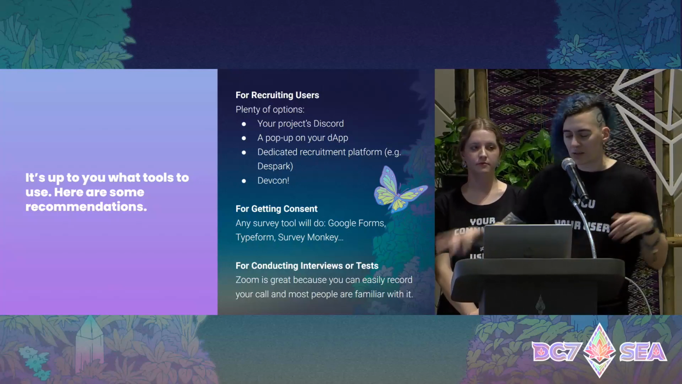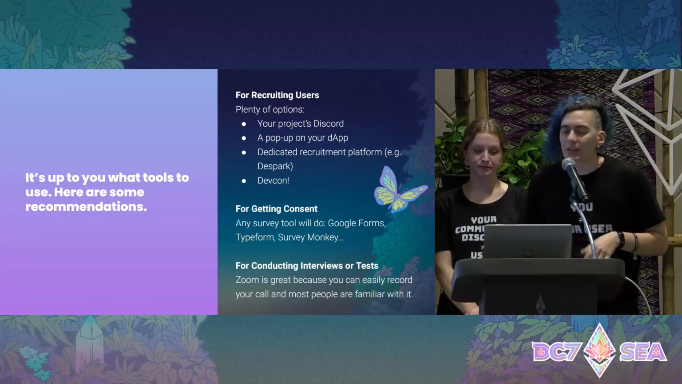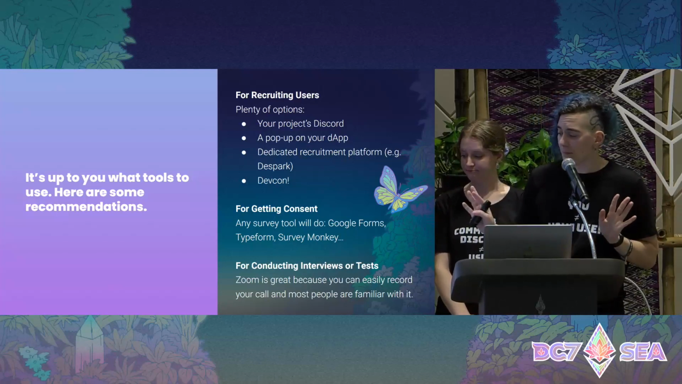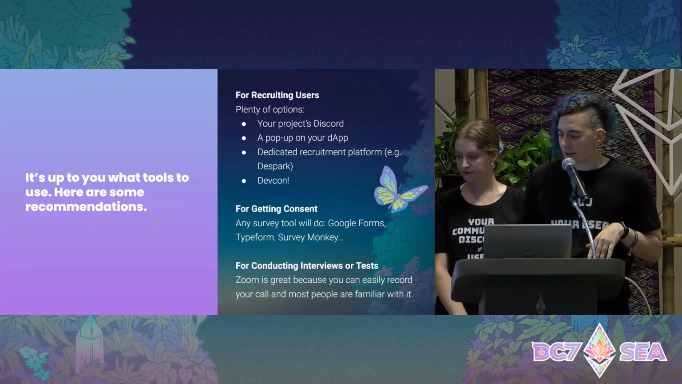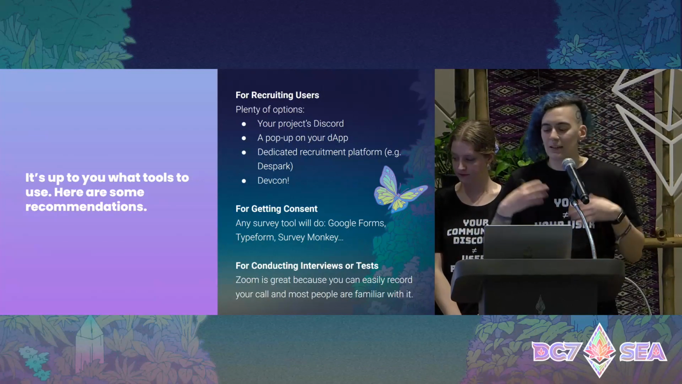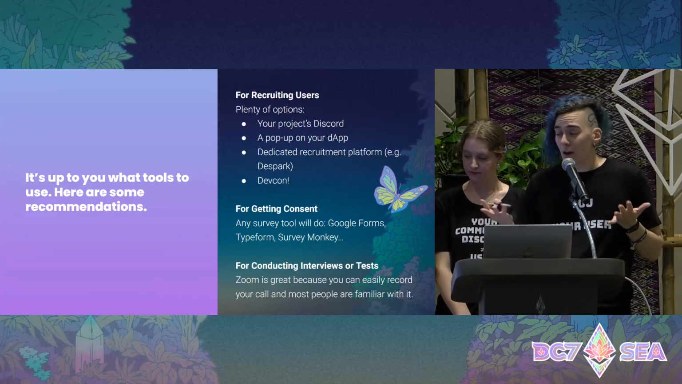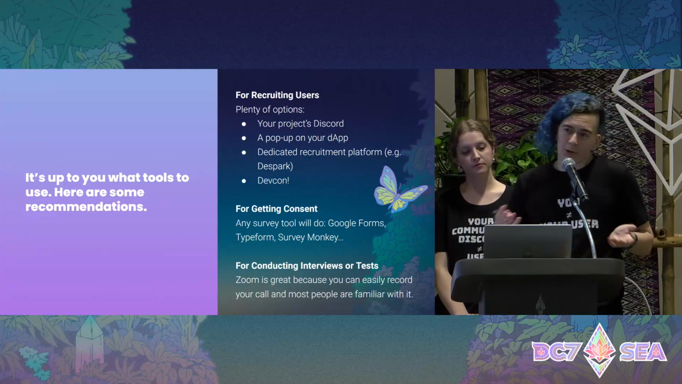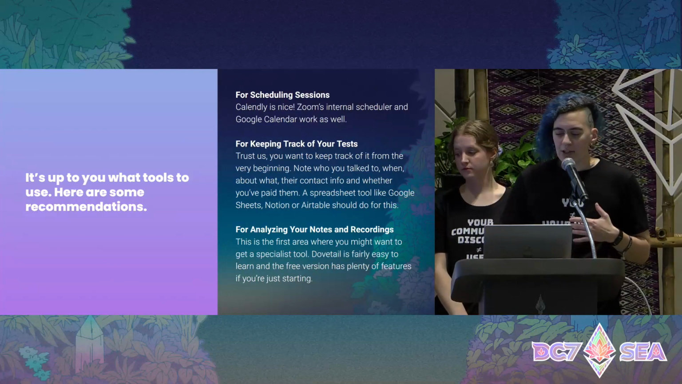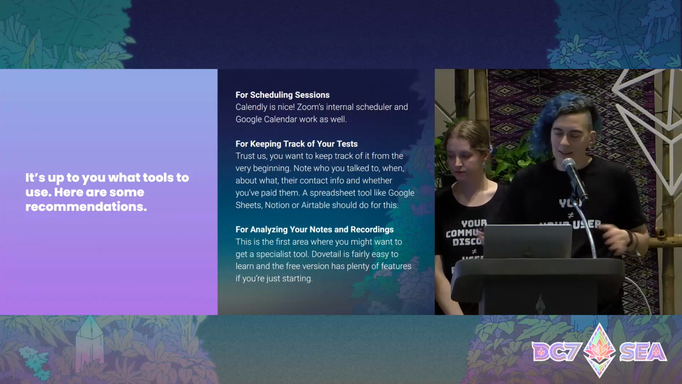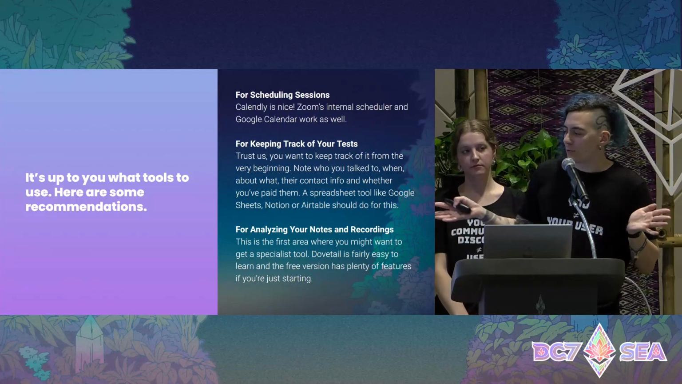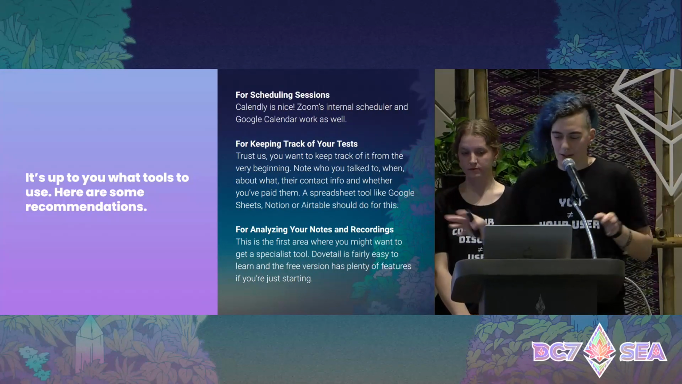You can do Google Forms or Typeform or SurveyMonkey, whatever it is that is easiest for you to get a hold of. Totally fine. For conducting user interviews or tests, Zoom is a good option because most of the people know about it, they're familiar with it, they have it set up often, and you can easily record the call. For scheduling, you can use Calendly. That's a nice option, but Zoom's internal scheduler or Google Calendar also works.